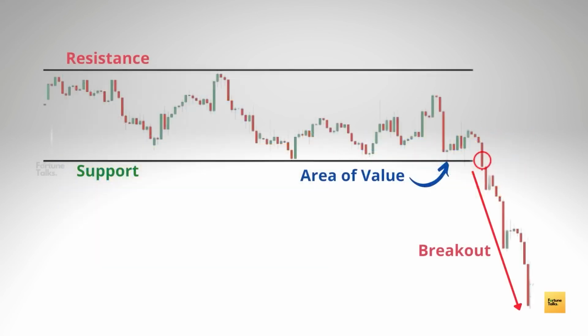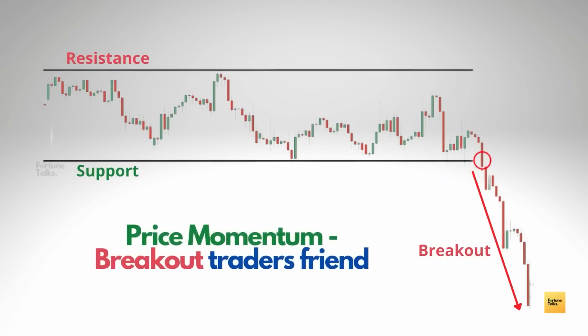Well then, a breakout occurs when the price moves beyond a certain level, not just any level, but a level of importance or an area of value. The area of value can be anything from a resistance, a support, to a trend line or a moving average. The very idea of breakout trading is entering the trades when the price momentum is in your favor.